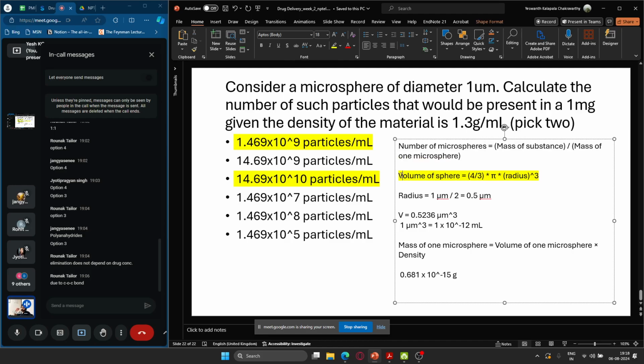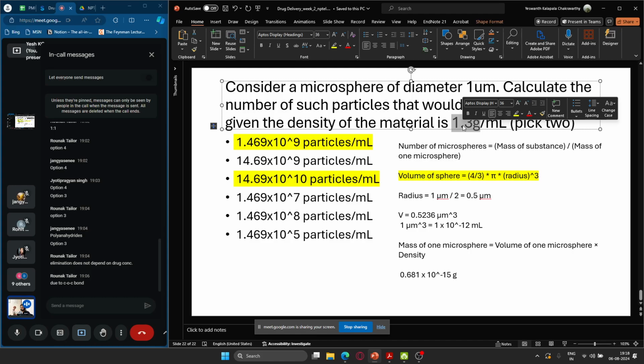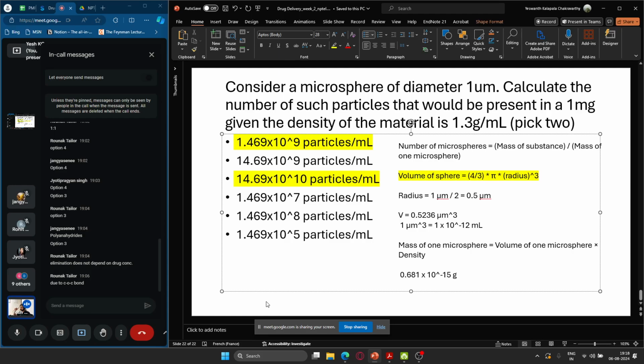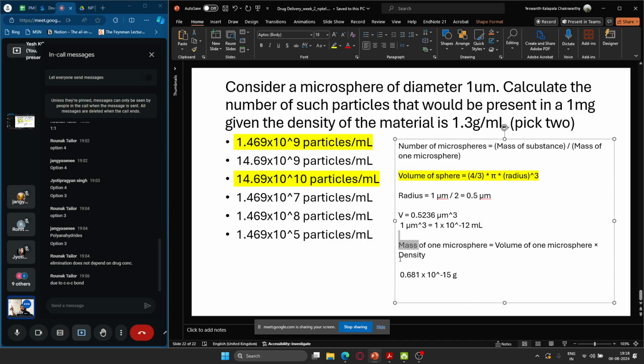Very easy. Now, what you can calculate is the volume, because 4/3 is a constant, you know the value of pi, and you know the radius. Diameter by 2, 1 micron by 2, 0.5 microns. So now you know the volume of the microsphere. What else do you know? You know the density. From the density you can calculate the mass, since density is mass by volume. So the mass of one microsphere is the volume of one microsphere times the density of the microsphere.